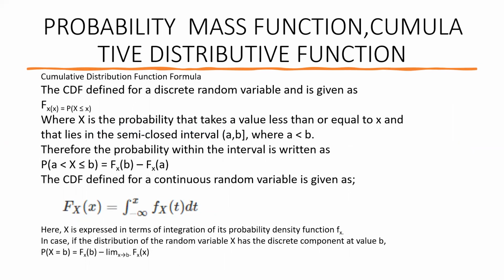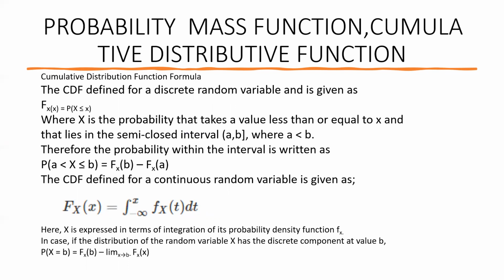Cumulative distribution function formula. The CDF defined for a discrete random variable is given as F_X(x) = P(X ≤ x), where x is the probability that takes the value less than or equal to x, and that lies in the semi-closed interval (a, b], where a is less than b. Therefore, the probability within the interval is written as P(a < X ≤ b) = F_X(b) − F_X(a).